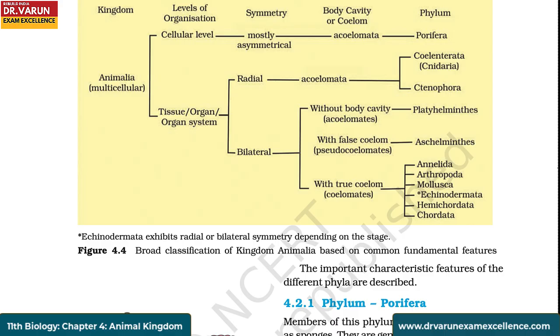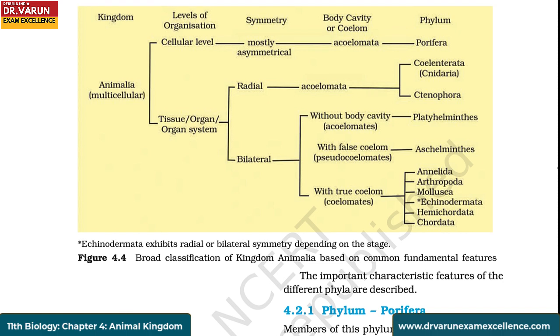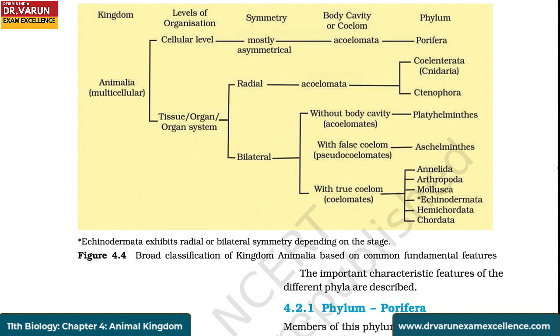Cellular level, symmetry mostly asymmetrical, body cavity or coelom is acoelomata and the phylum is Porifera. In tissue or organ system level, radial symmetry organisms are acoelomates and include Coelenterata or Cnidaria and Ctenophora. Bilateral symmetry without body cavity are acoelomates and it is Platyhelminthes.